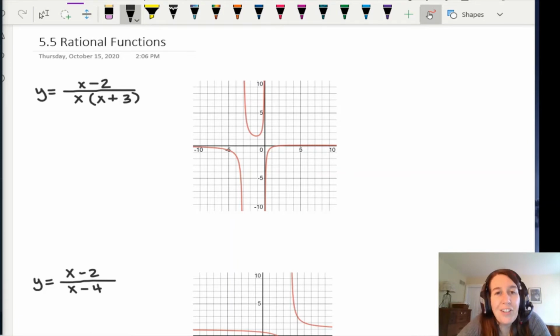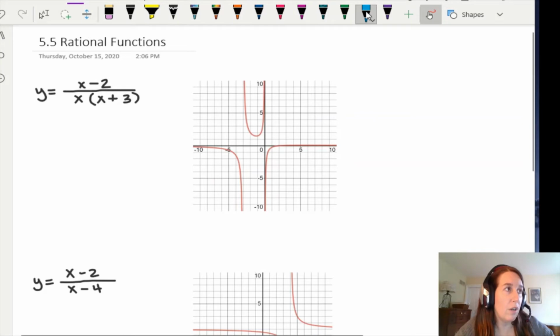Okay, so we start our talk about rational functions by looking at some graphs and talking about what's happening on those graphs and making some conclusions from that. So in our first problem, we have y equals (x minus 2) over x times (x plus 3). And remember, it's a rational function because it is one polynomial divided by another polynomial.